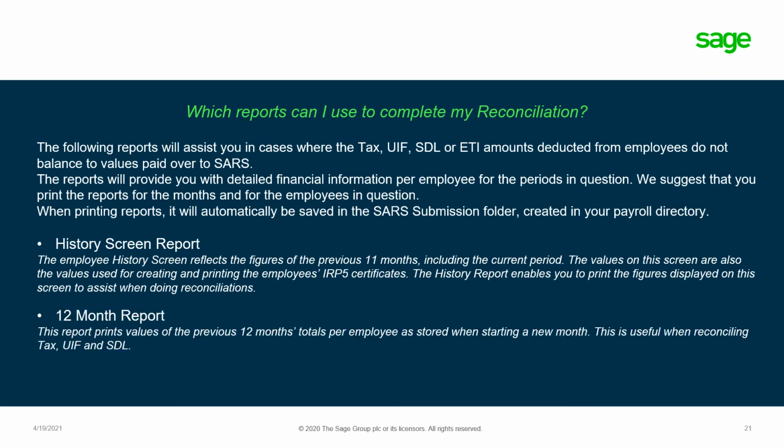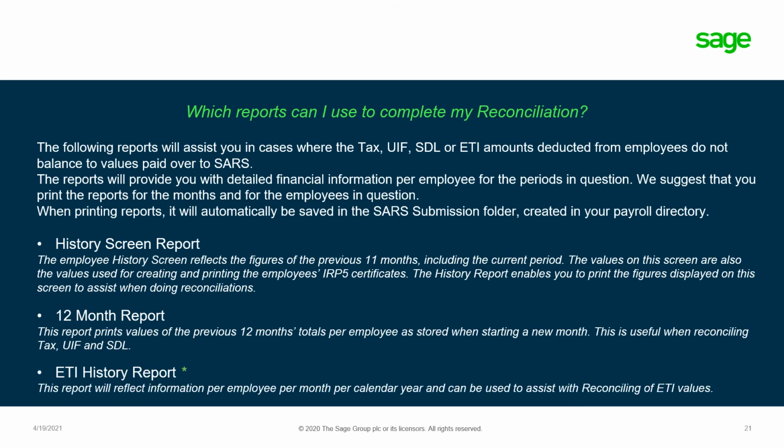The 12-month report prints the previous 12-month totals per employee as stored when starting a new month. This is useful when reconciling tax, UIF, and SDL. The ETI history report reflects information per employee per month per calendar year and can be used to assist with reconciling ETI values. We also have the ETI validation tool that can assist, and this will be discussed later in the session.